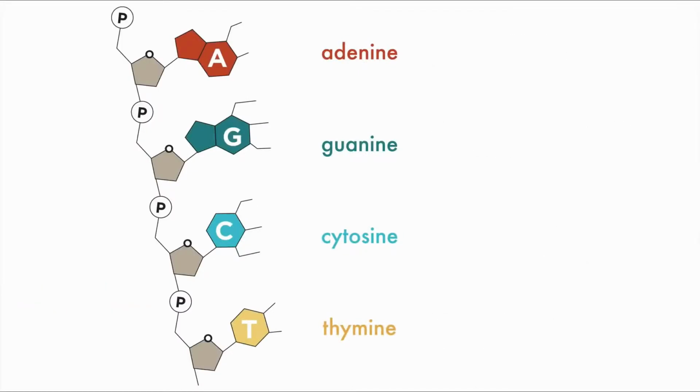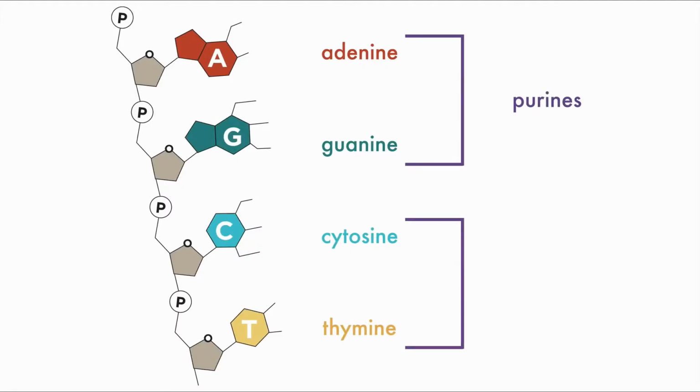2 of the bases are purines, which have a 2-ring structure, and 2 bases are pyrimidines, which have a 1-ring structure. Adenine and guanine are purines. Cytosine and thymine are pyrimidines. I remember the pyrimidines are the bases with a Y in their name, just like pyrimidine has a Y in its name.